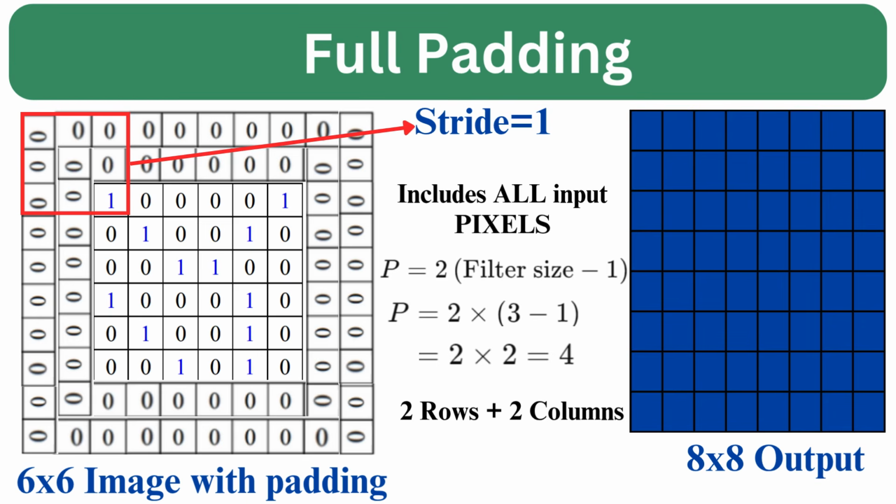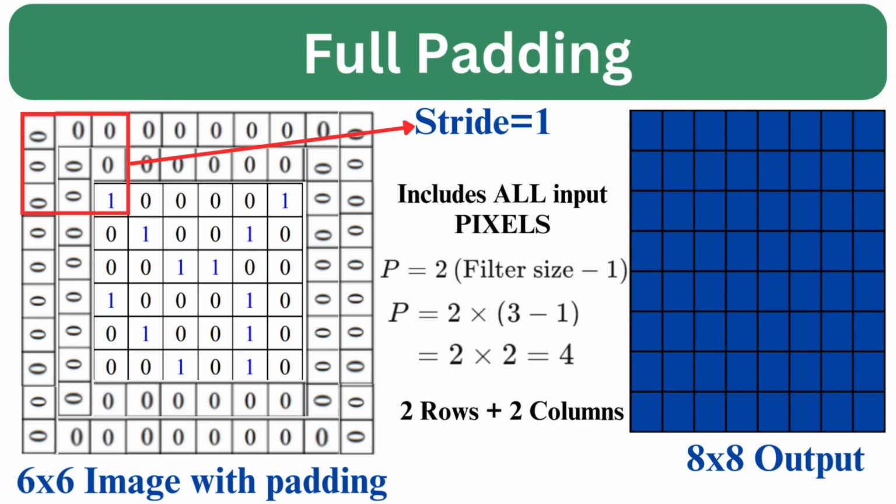So the formula is P equals 2 times filter minus 1. So 2 times the filter size, which is 3, minus 1. So we will get 2 into 2 equals 4. 4 means that the padding would be of 2 rows and 2 columns. It would be 2 by 2. So you will see in the image that we have 2 rows and 2 column padding.